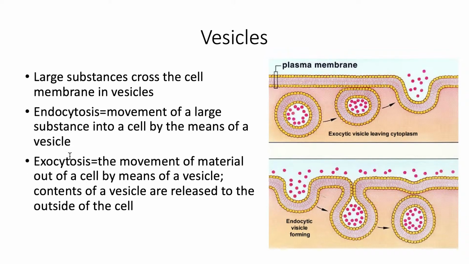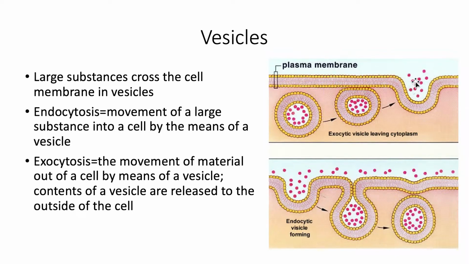Okay. The last type of active transport involves the use of vesicles. Large substances can't get through transport proteins, and they certainly can't get through the cell membrane, so they need another mechanism to enter and exit the cell, and that involves the use of vesicles. Endocytosis is the movement of large substances into the cells by the means of a vesicle, and exocytosis is the movement of material out of the cell by means of a vesicle. And the vesicles can be released to the outside of the cell.